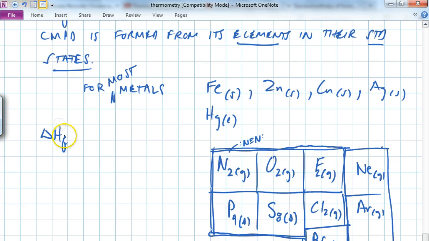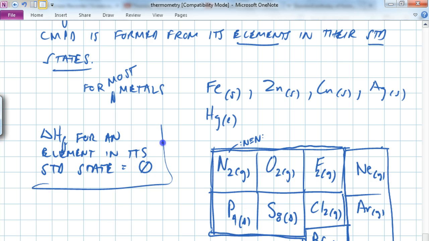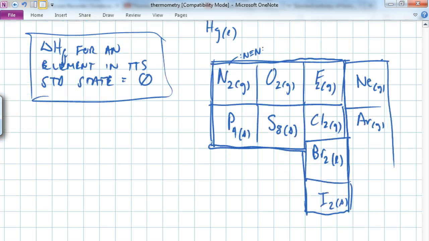H of formation for an element in its standard state is 0. Okay? And that's why it's important to be able to recognize the standard states of elements. So let's look a little bit more at this idea of heat of formation.